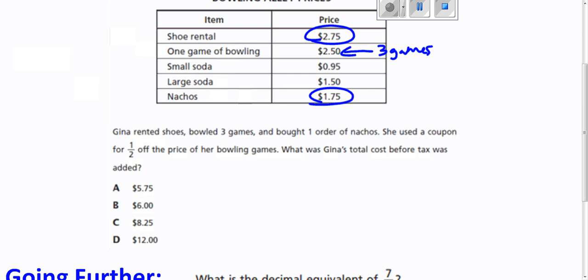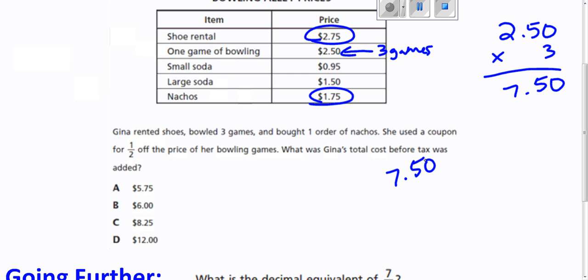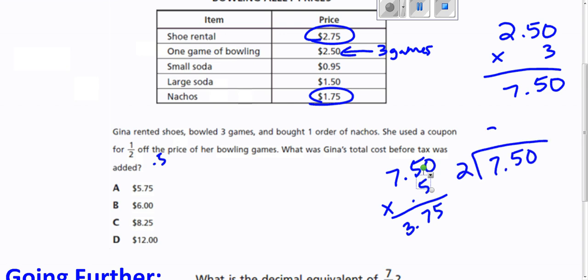So I need to add all that up, so I need to figure out first what 3 games of bowling costs. So $2.50 times 3 equals $7.50, but she has a coupon for half off that. So there was a lot of different ways people were doing half. One way, remember that 1/2 as a decimal is 0.5. So you can do 7.50 times 0.5, and that comes out to 3.75. Or if you want to do half of something, you could just divide it by 2. That's the same thing. So the 3 bowling games are $3.75.